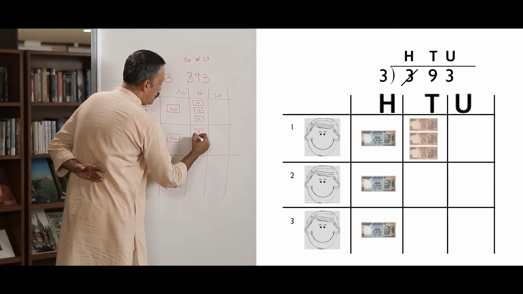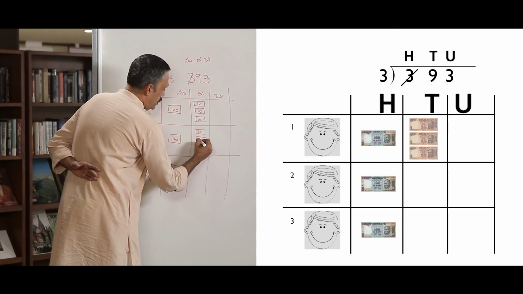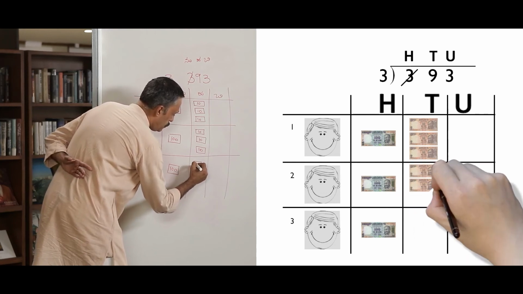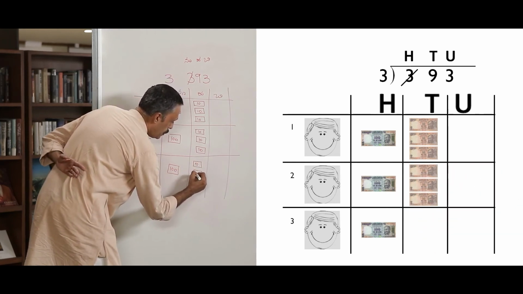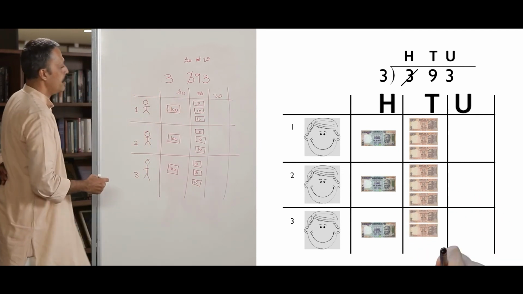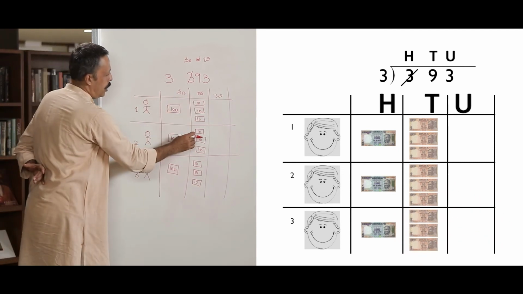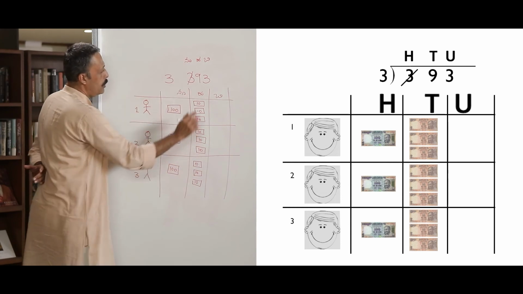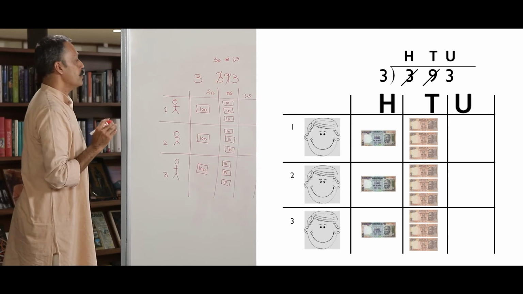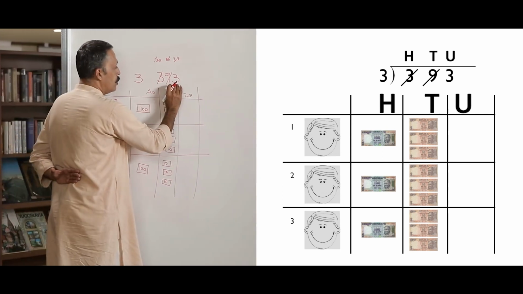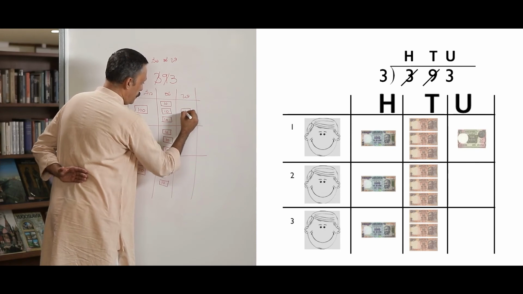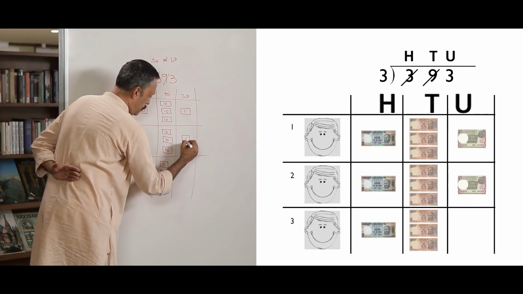That's a possibility. Person 2 gets 3 10 rupees notes. Person 2 also gets 3 10 rupee notes. Person 3 also gets 3 10 rupees notes. So 3, 6, 9. I have exhausted all 10 rupees notes. Now I have 3 1 rupee notes. Everyone gets 1 rupee note.